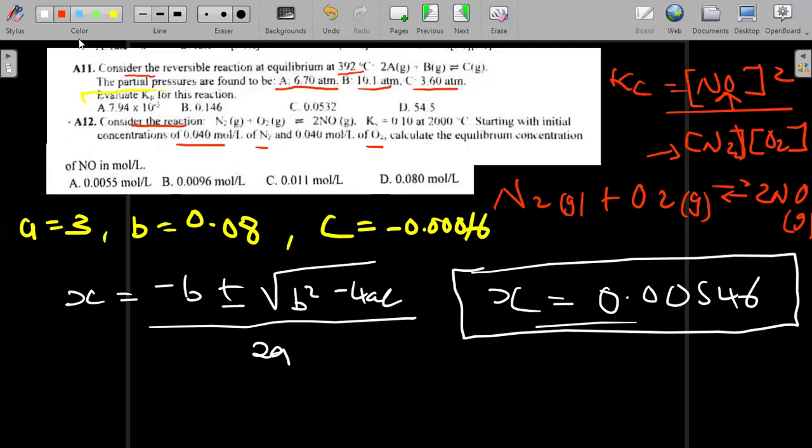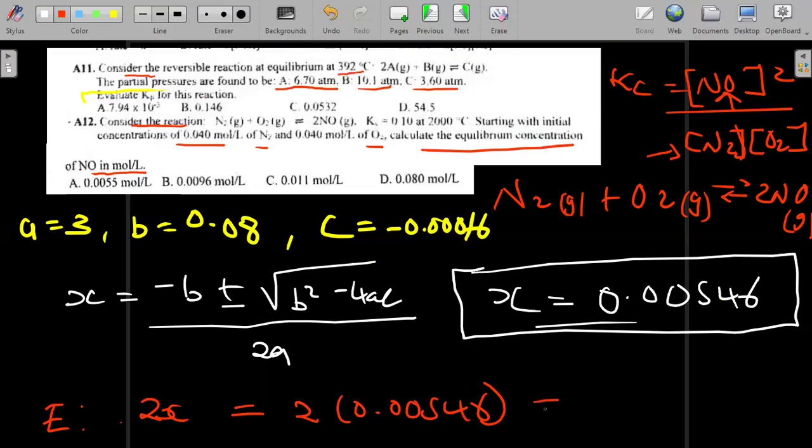Okay, in our question they said find the equilibrium concentration of NO. Remember the equilibrium concentration of NO was 2x, so we have to multiply that x by the 2. So it will be 2 multiplied by 0.00546. We multiply this, what are we going to get? My calculator is saying 0.0109, and this is the concentration, so it's molar.